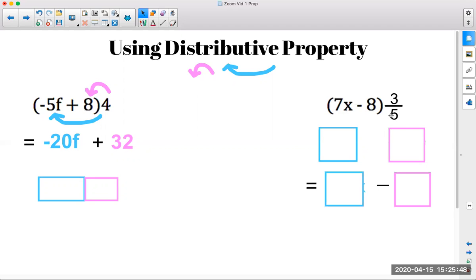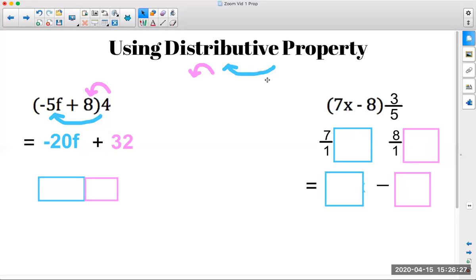Here we have a fraction that needs to be distributed to each piece inside the group. So if you notice, each piece has a whole number. The 7x has a whole number 7, and the 8 is a whole number. So you want to think of them as fractions. So in your brain or on paper, you might want to write the 7 that's in front of the x as 7 over 1. And you might want to write this 8 as 8 over 1. And that'll help us when we multiply those two values with the 3/5.